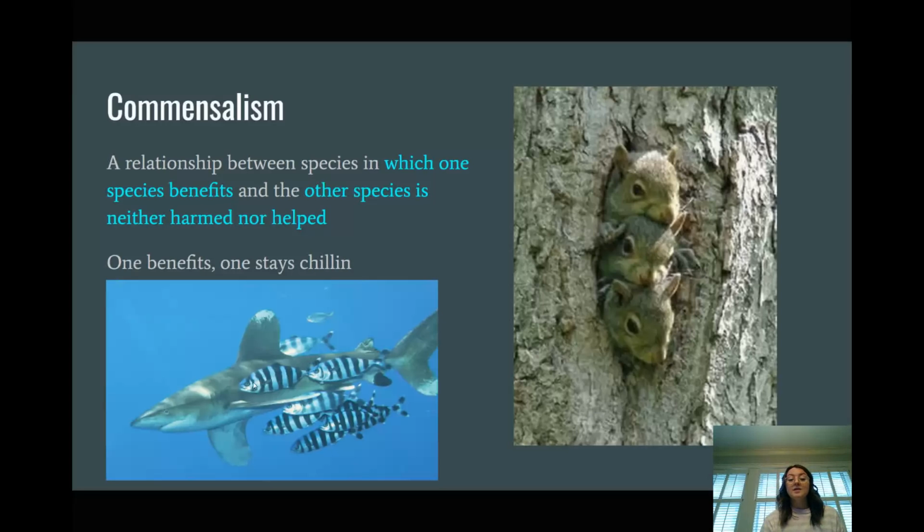Or a lot of the time you'll have these fish species swimming alongside these sharks. So this fish species is not the main prey of this shark, but the shark protects them. The shark doesn't care that they're there. It is what it is, but these fish benefit from that interaction. So again, commensalism, one is helped, the other one doesn't care.